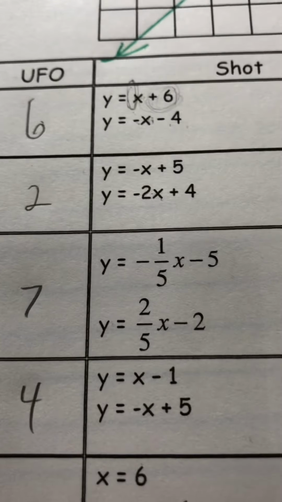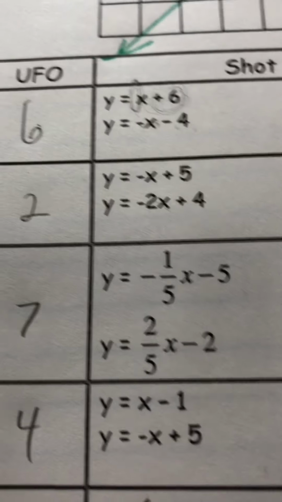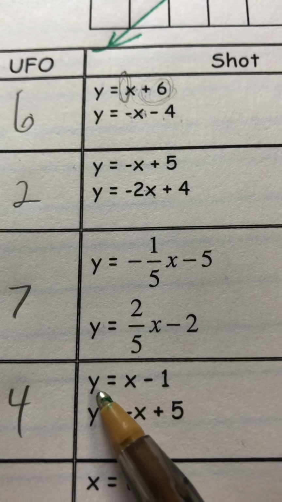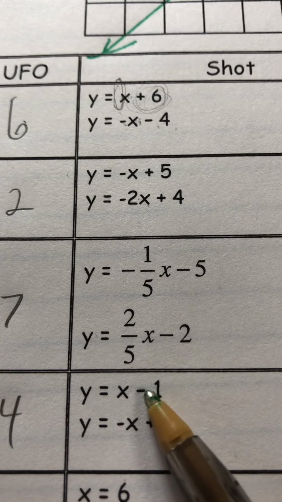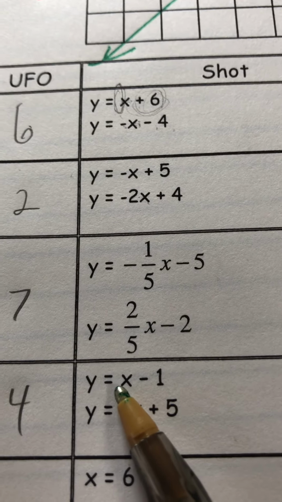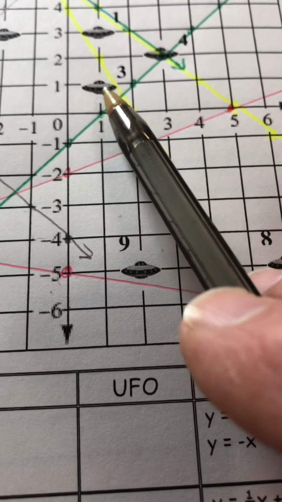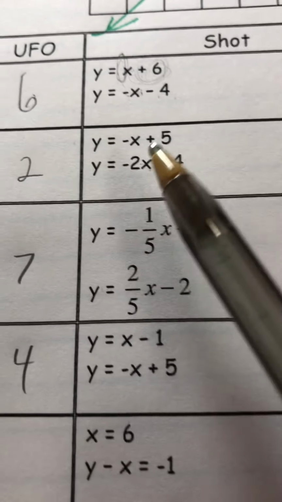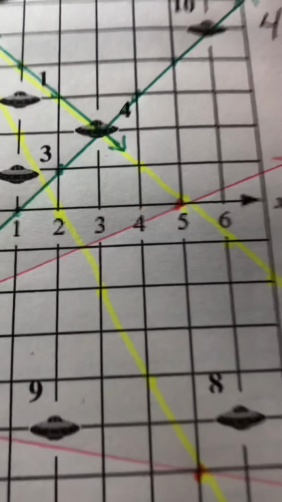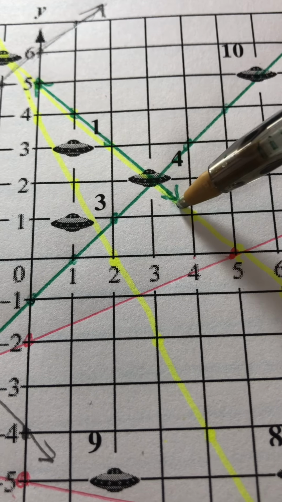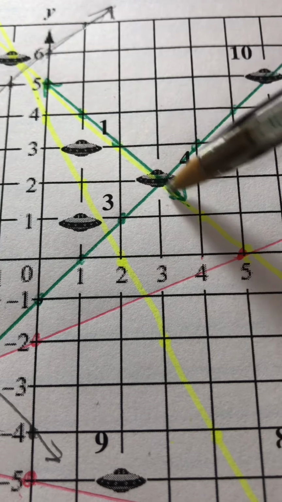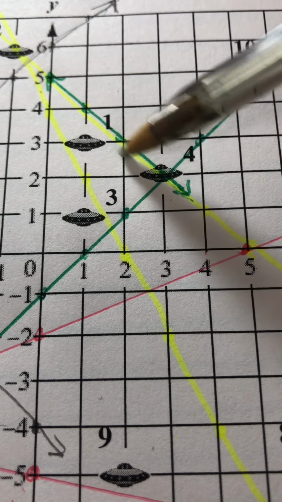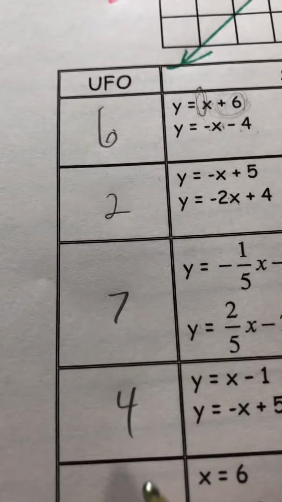And then the last one was done in green. My y-intercept is -1, and I had a slope of up 1 over 1, up 1 over 1, up 1 over 1. And then the other one, I started at 5. Notice it's the same as this one. That's why they're overlapping. It's the same linear equation here. These two green lines cross at UFO number 4.